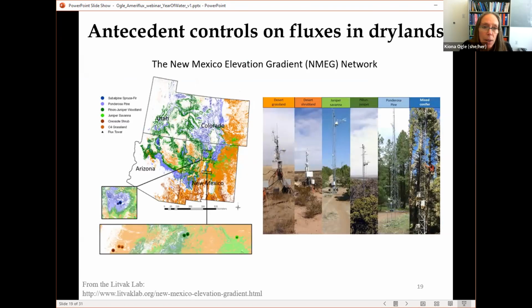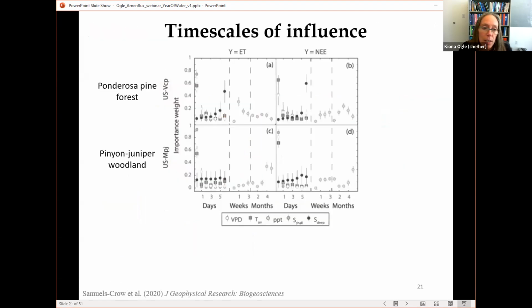And I'm going to highlight a second study that focused specifically on arid and semi-arid systems, since that analysis of over 50 flux tower sites suggests that these arid and semi-arid systems are really governed by antecedent conditions and have a strong environmental memory. We then conducted analyses at the New Mexico elevation gradient network that Marcy runs to explore this in more detail at these arid systems. And I'm just going to show some results from the importance weights related to drivers of vapor pressure deficit, air temperature, precipitation, shallow soil moisture, and deep soil moisture.